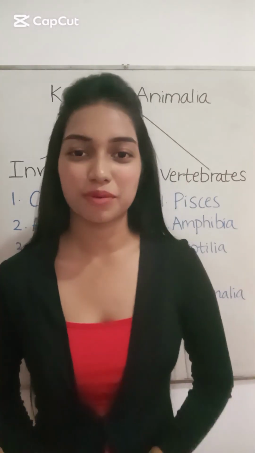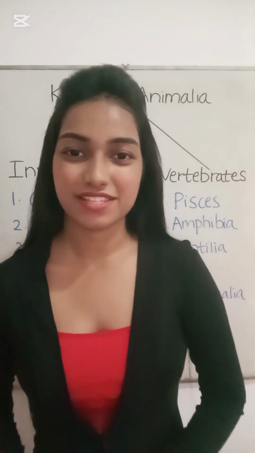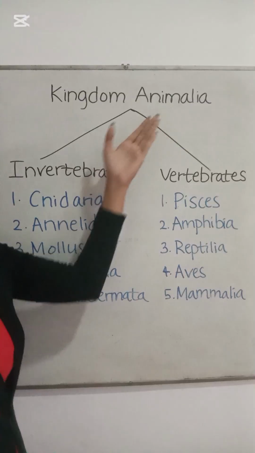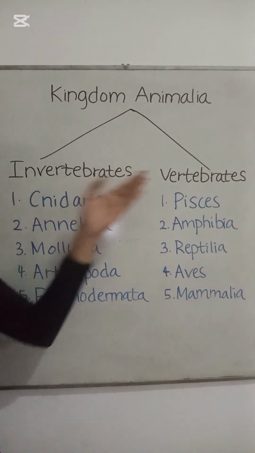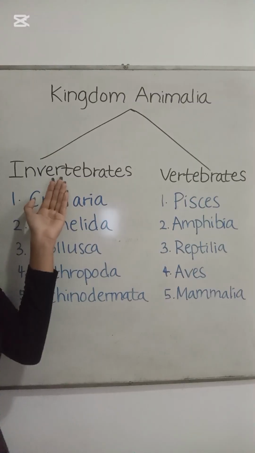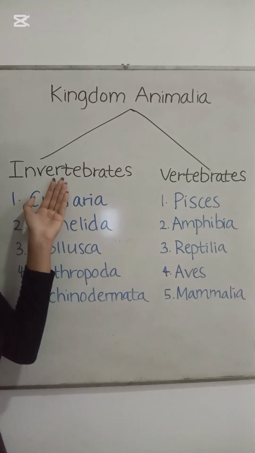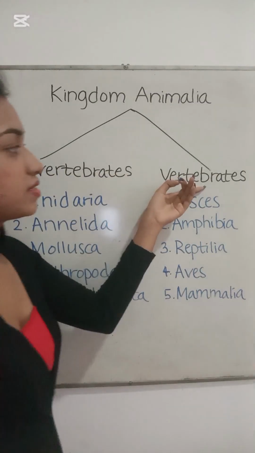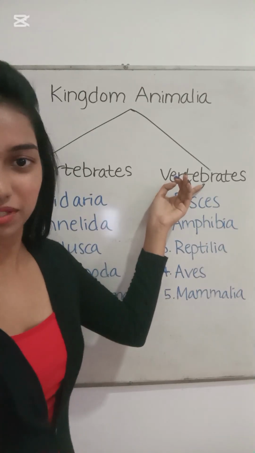I'm going to teach you about classification of animals. In kingdom Animalia, there are two groups, invertebrates and vertebrates. Invertebrates are the organisms or the animals who are without a backbone or a vertebral column. And vertebrates are the animals who are having a vertebral column.